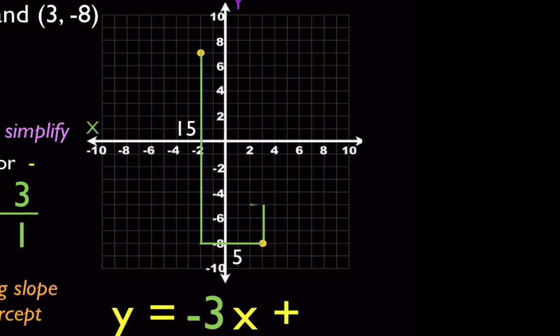Up 3, left 1, repeat, all the way to the top. Okay, it's not that many points, so if you haven't done it already, pause the video real quick and do that.